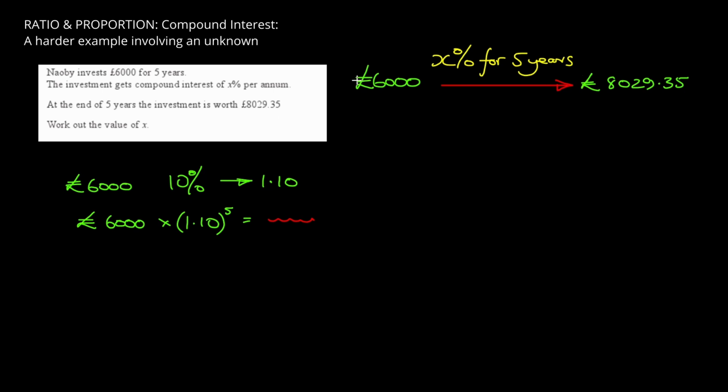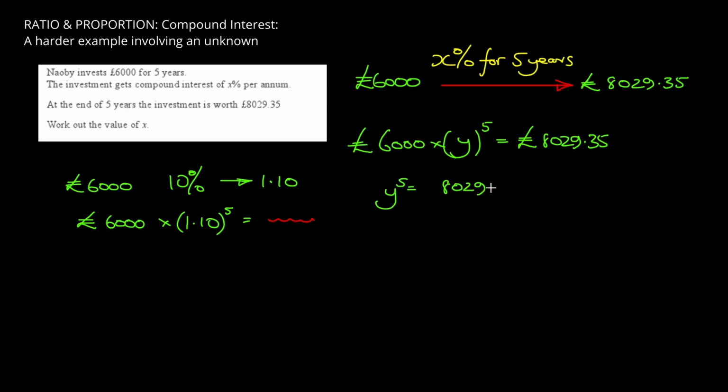So in our real question, there must be an equivalent multiplying factor. So let's call that y. And then we can easily convert y back to x for the answer. So I can say that £6,000 multiplied by y raised to the power 5 must be equal to 8029.35. Well, that's an equation we can solve. y to the 5th is equal to 8029.35 divided by £6,000.